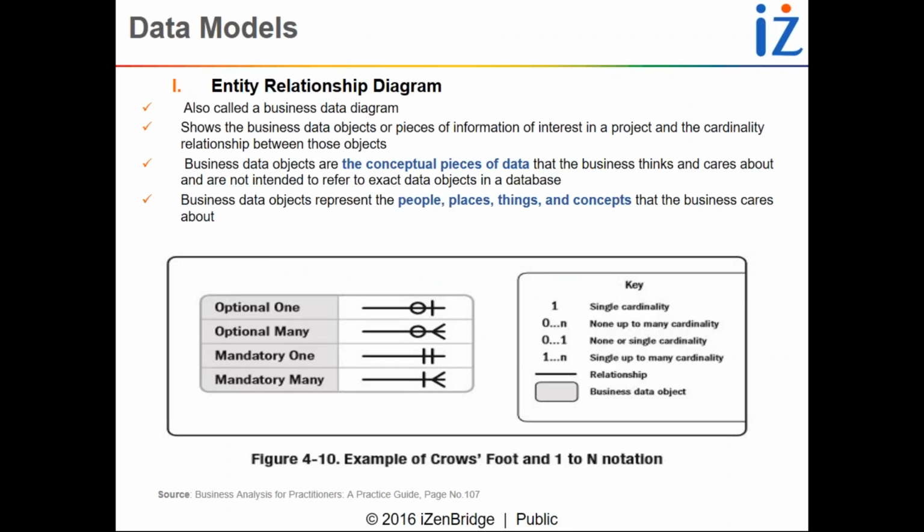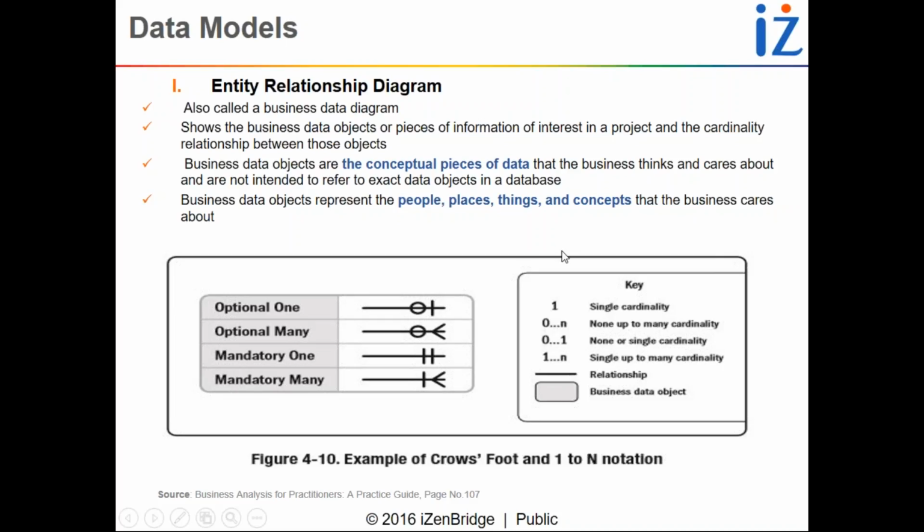The first is the entity relationship diagram. It is the oldest tool which can be used in identifying the data of the system. It may be a first step where we are exploring different entities, and these are the conceptual pieces of data. These entities could be related to the people, places, things and concepts that the business cares about.